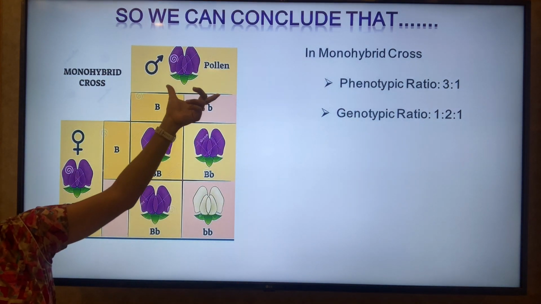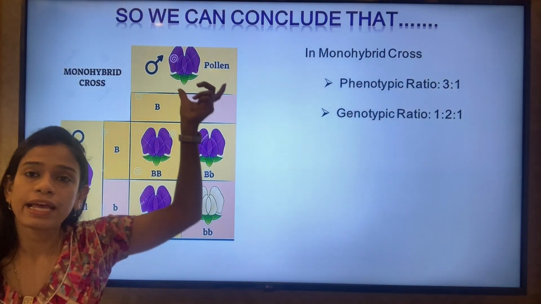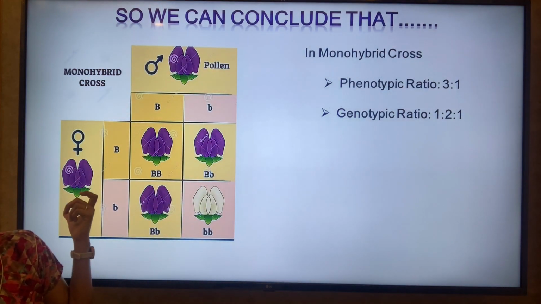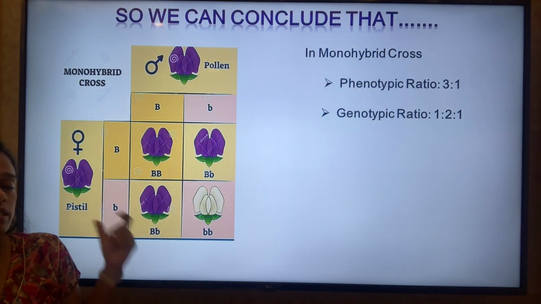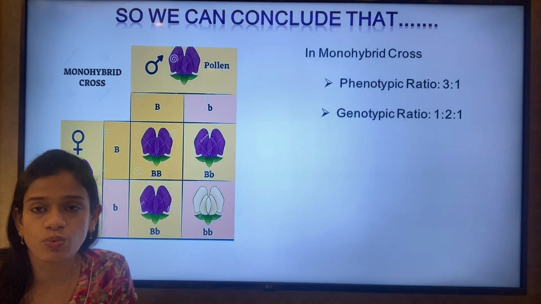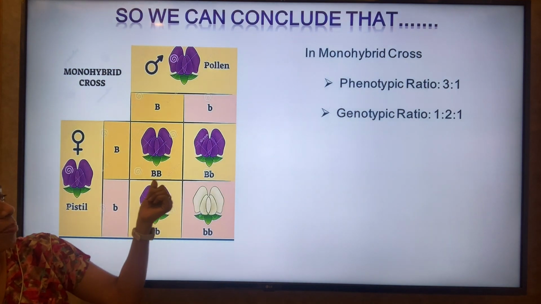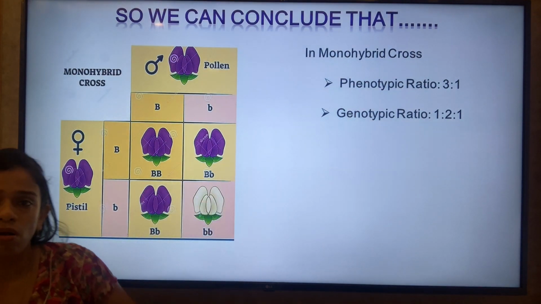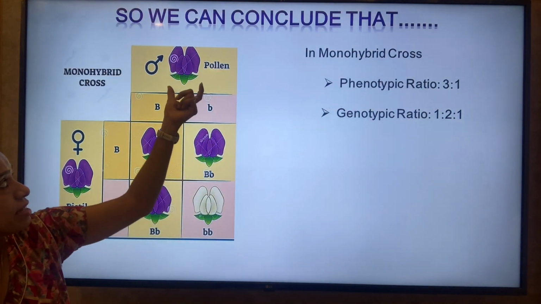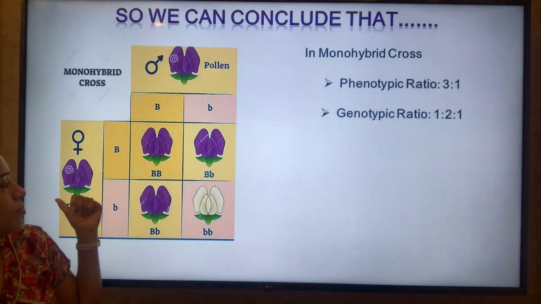So this is the F1, that is capital T small t, and this is the F1, that is capital T small t. Now I told you, just like the previous one, because it was capital T small t, here I have shown you with capital B small b. Now capital B small b, see, this is a violet flower. This is also a violet color flower.